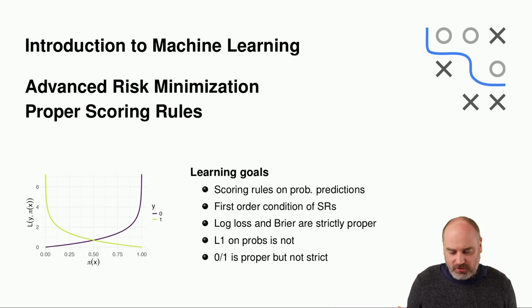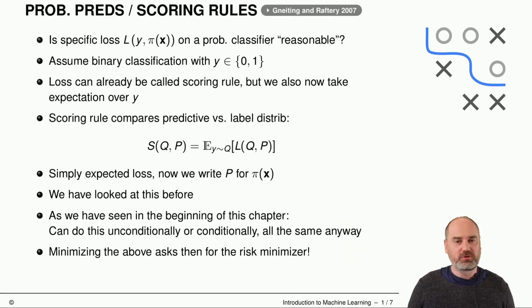I guess let's just start, right? Let's just figure out what proper scoring rules actually are. So the whole motivation for this is to discuss whether specific loss functions are reasonable for probabilistic classifiers. I will use binary classification and probabilistic classifiers for binary classification as a, I don't want to say running example, let's say context here, to discuss proper scoring rules. You can do this in general also for regression and other outcomes. I just want to stick to a simple and common scenario, so to speak.